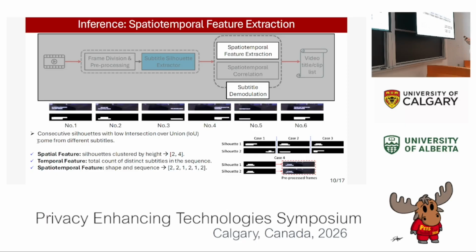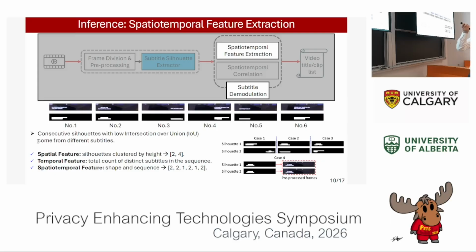In those cases, it is easy to do that. And for case 4, this is the challenging one, where they have the same height. Obviously, in this case, only utilizing IOU is not enough. So that's why we utilize preprocessed frames to further confirm whether they come from the same subtitle.